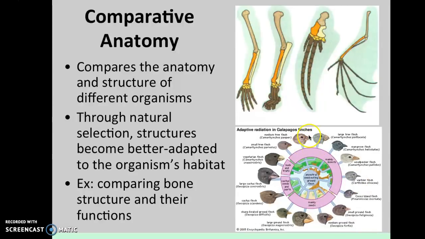In the example of the finches, we see that the different birds on the different islands had different food sources, and therefore their beaks have developed differently so they are able to eat the food that is on that island. So again, comparative anatomy, we're comparing structures such as limbs, wings, fins, or even the beaks of finches or birds, and seeing how these things have changed over time to adapt to their surroundings and better suit their environment so they can survive.